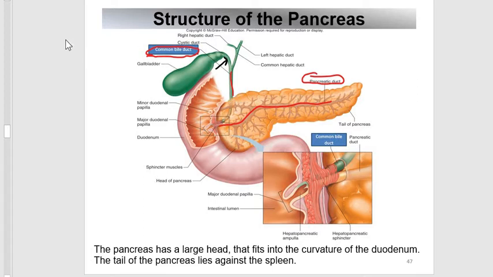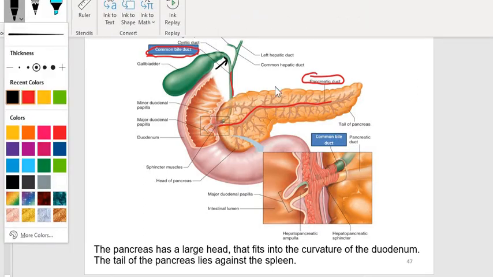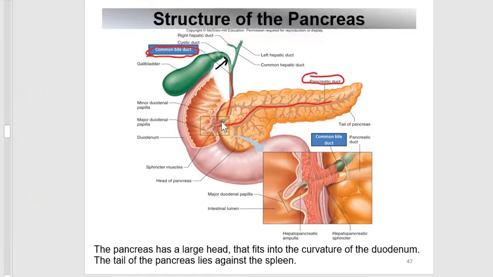So the common bile duct is shown there, and I put it in red. And the common bile duct is going to come down here and go to the same ampulla that the pancreatic duct empties at. So they're going to go right there together, okay?